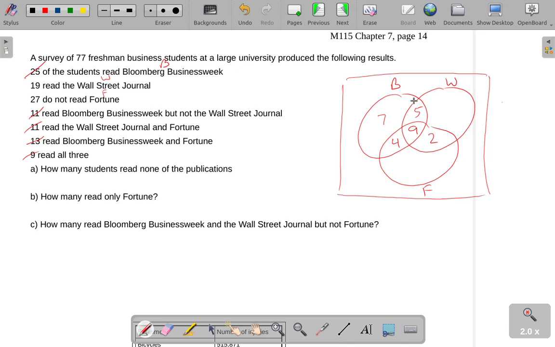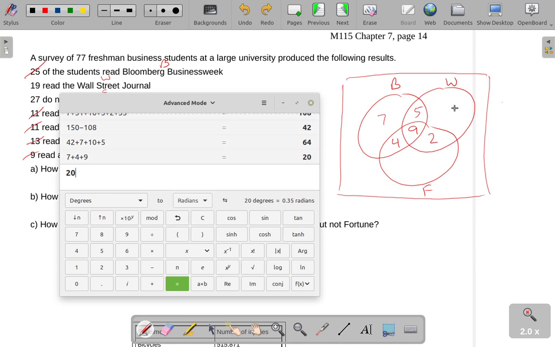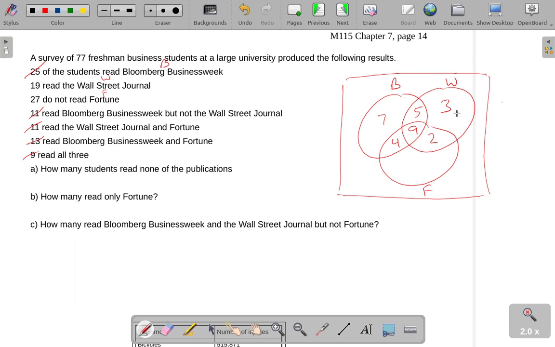That gives me a little more information about the Wall Street Journal. Now there's only 1 unknown within the Wall Street Journal, so I will use that information. There should be 19 total, and 5 plus 9 plus 2 are accounted for. That's 16 of the 19, which means there should be 3 right here.